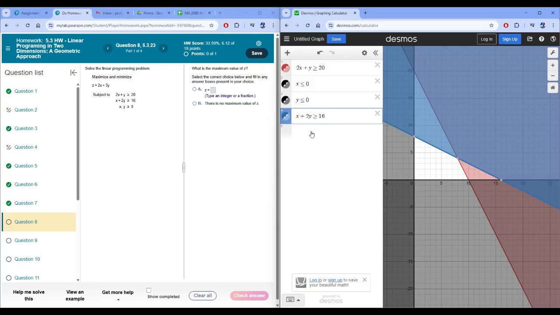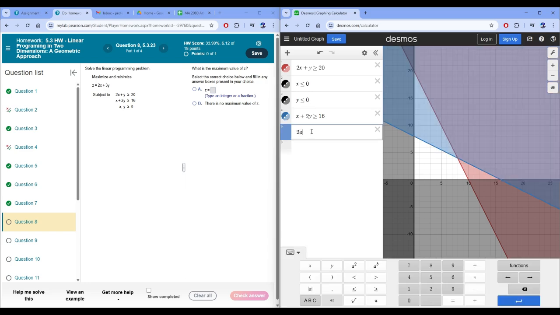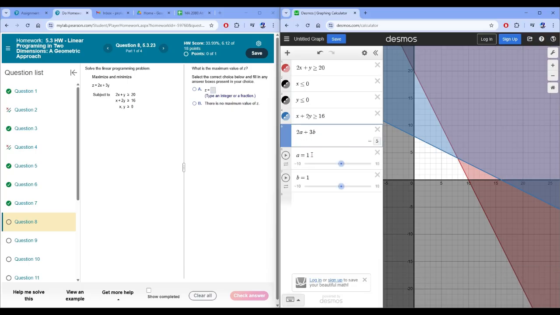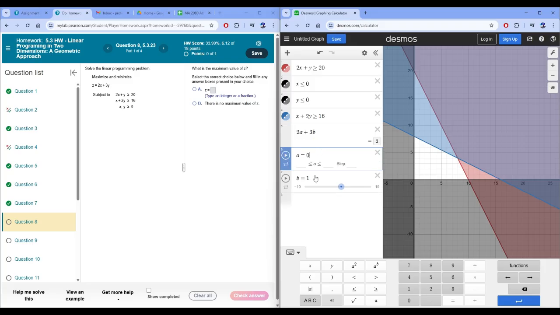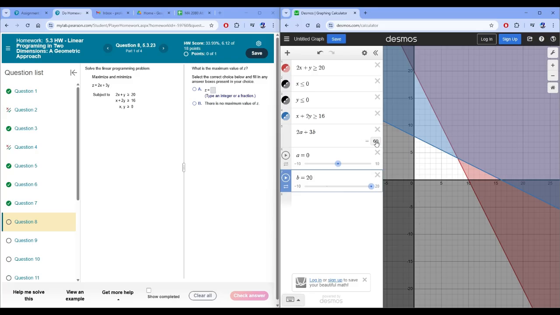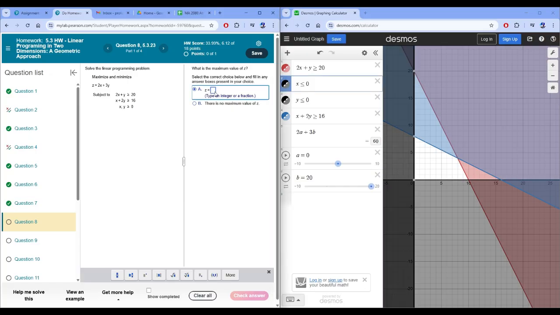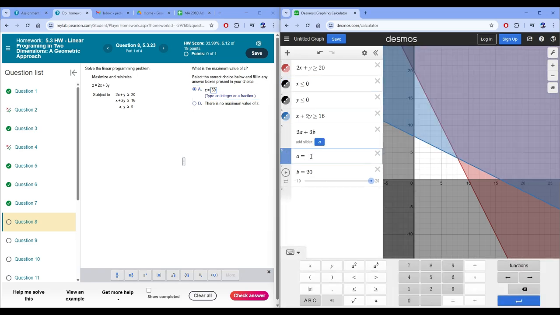So I need to now plug this in to 2a plus 3b and add my sliders. And then my first point is going to be 20, 0. So that's going to be 0, and then this one is going to be 20. So that gives me 60, right? So this one right now is 60. What is the next one? This point right here is 8, 4, which gives me 28. Oh, that's the clear winner. Now that's 28.